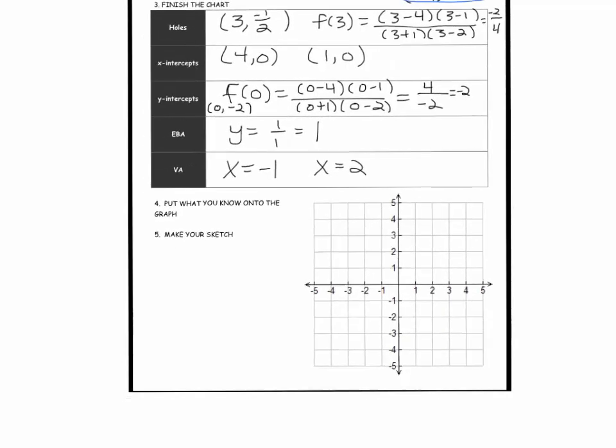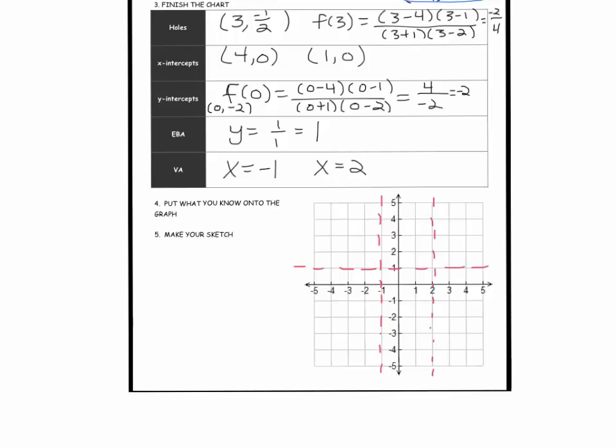I'm going to dash in my vertical asymptotes. I've got one at negative 1, and one at 2, and the function will never cross over those vertical asymptotes. I've got an EBA at y equals 1. Remember, the function is not undefined necessarily on the EBA, so the function could cross over the end behavior asymptote. That's okay. It doesn't have to, but it could.